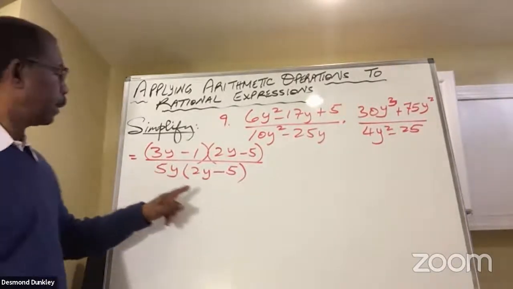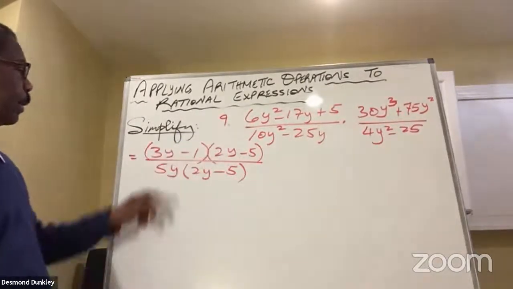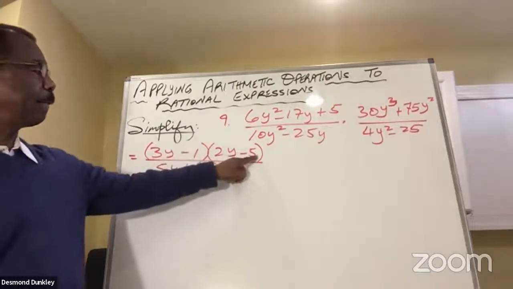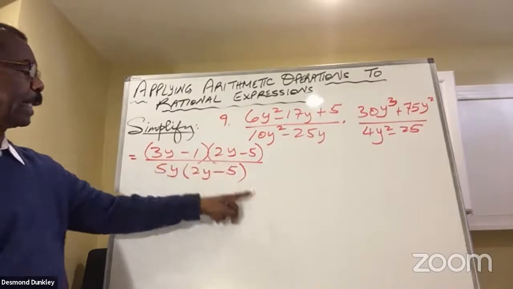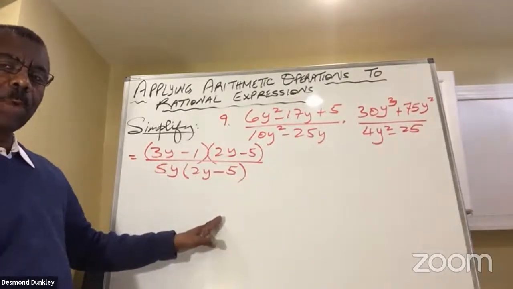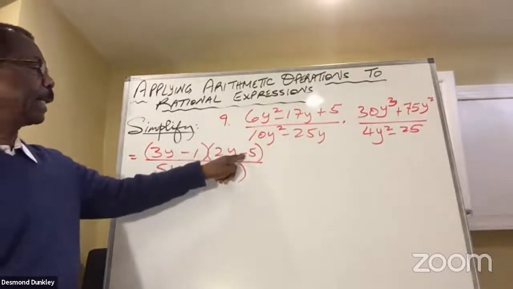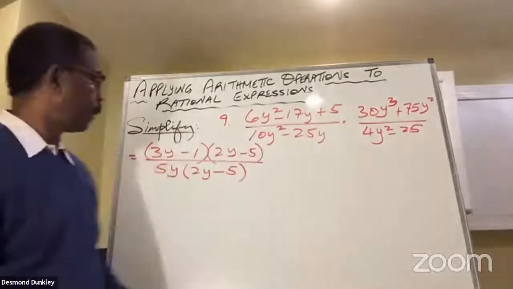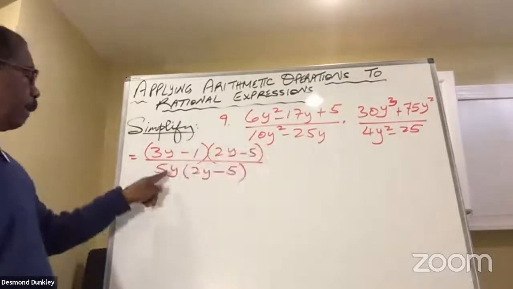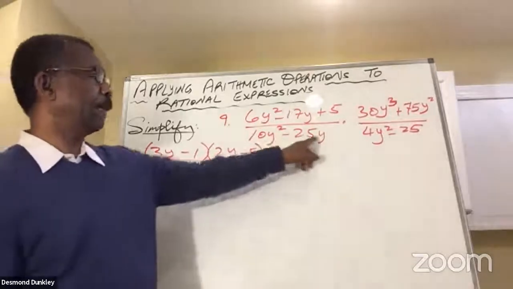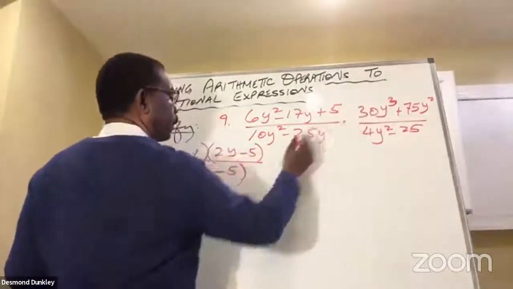Let's check if this will work. Let's check the top. 3y times 2y, 6y squared. 3y times negative 5 is negative 15y. Negative 1 times 2y is negative 2y. Negative 15y minus 2y, negative 17y. Negative 1 times negative 5, positive 5. The bottom, 5y times 2y, 10y squared. 5y times negative 5, negative 25y. So this is a multiplication.